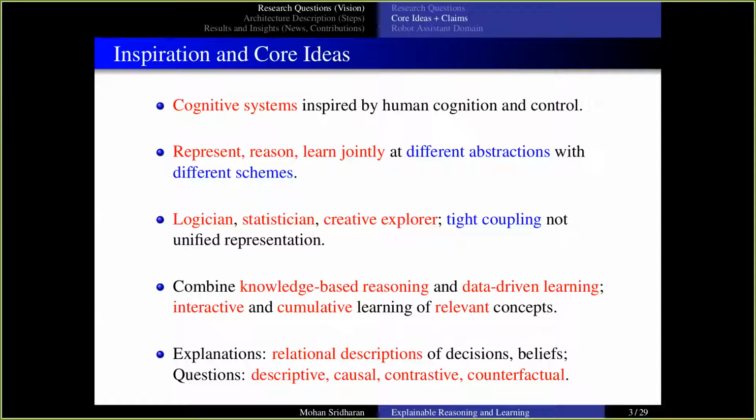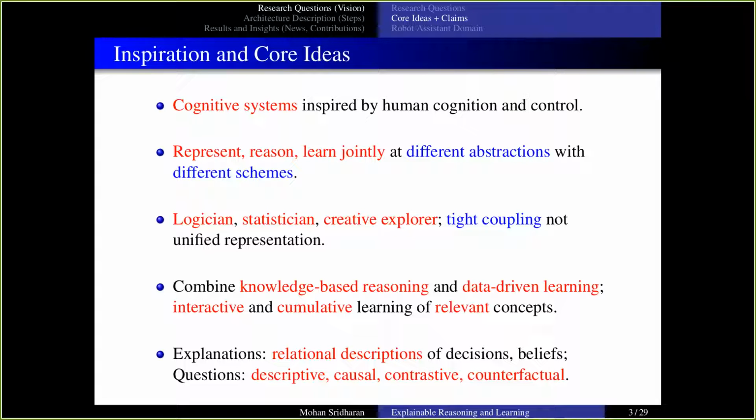We're not saying that this is how a human does it, but we are saying that these are the kinds of behaviors humans seem to exhibit, and we want to try and create similar behavior in our robots or our computational systems. In our case, we represent, reason, and learn jointly at different abstractions. There can be different schemes. They don't all need to use the same unified representation. That's not required. But what we require is a nice, formal coupling between the different abstractions that they use.